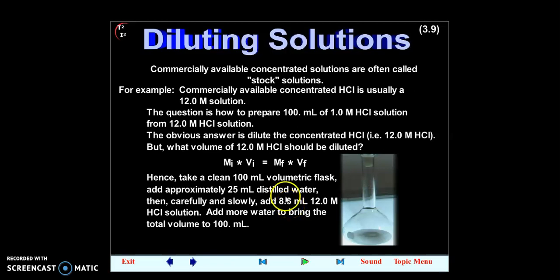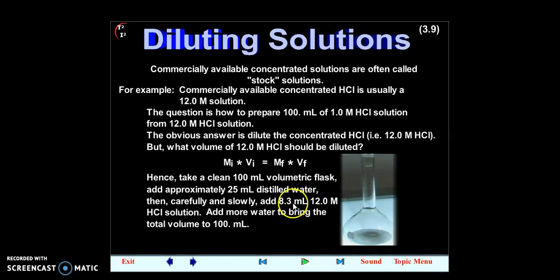So that means this 8.3 ml should be part of your 100 ml that you want to prepare. Otherwise, if you add 100 ml directly to your concentrated 12 molar solution of 8.3, you are going to get 108.3, which is wrong. You are going to prepare 100 ml. So in that case, you only need part of 100 ml to add to 8.3 to get to 100.